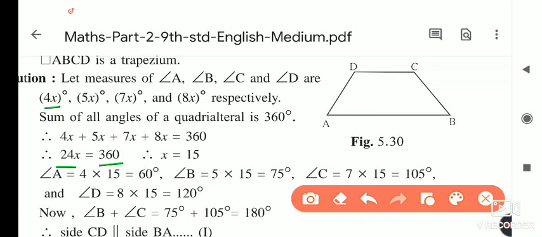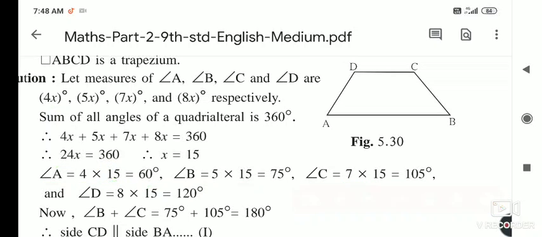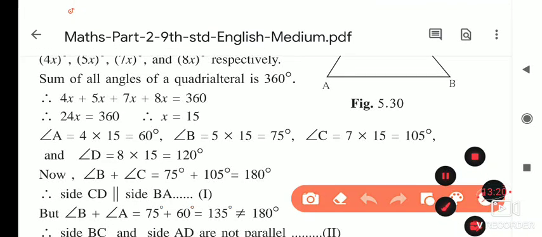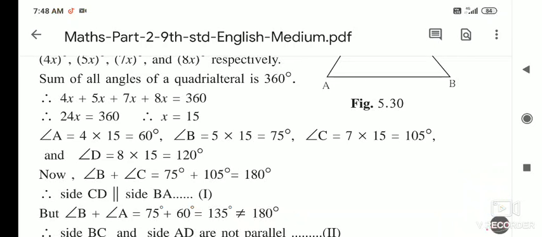So angle A is equal to 4x, which is 4 into 15, equal to 60. Angle B is equal to 5x, so the measure of angle B is 5 into 15, which is 75. Angle C is equal to 7x, so C is 7 into 15, and 15 sevens are 105. And at last, angle D is equal to 8x, and 8 into 15 is equal to 120 degrees.